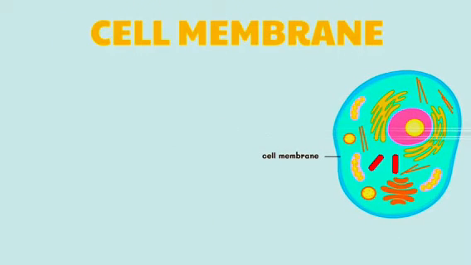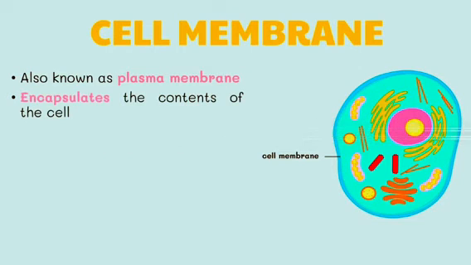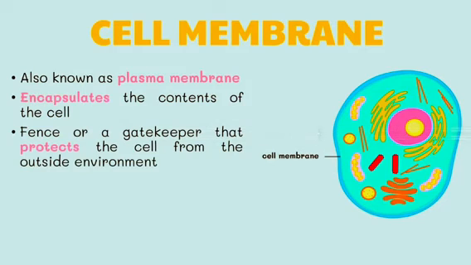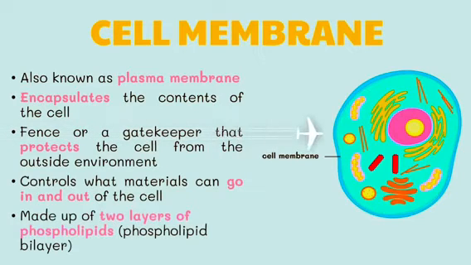The cell membrane, also known as the plasma membrane, encapsulates the contents of the cell. It is like a fence or acts as a gatekeeper to protect the cell from the outside environment. It also controls what materials can go in and out of the cell. The cell membrane is made up of two layers of phospholipids, or phospholipid bilayer.